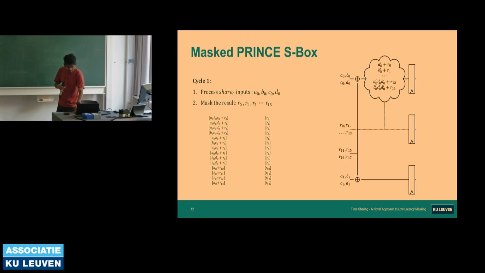So the process is the same as the AND gate. In the first cycle, I share 0 inputs of all the 4 inputs, A0, B0, C0, and D0, and then I compute all cross products except the degree 4 term. So it's like 14 terms, and then I need 14 random bits to mask them and then store them in registers.